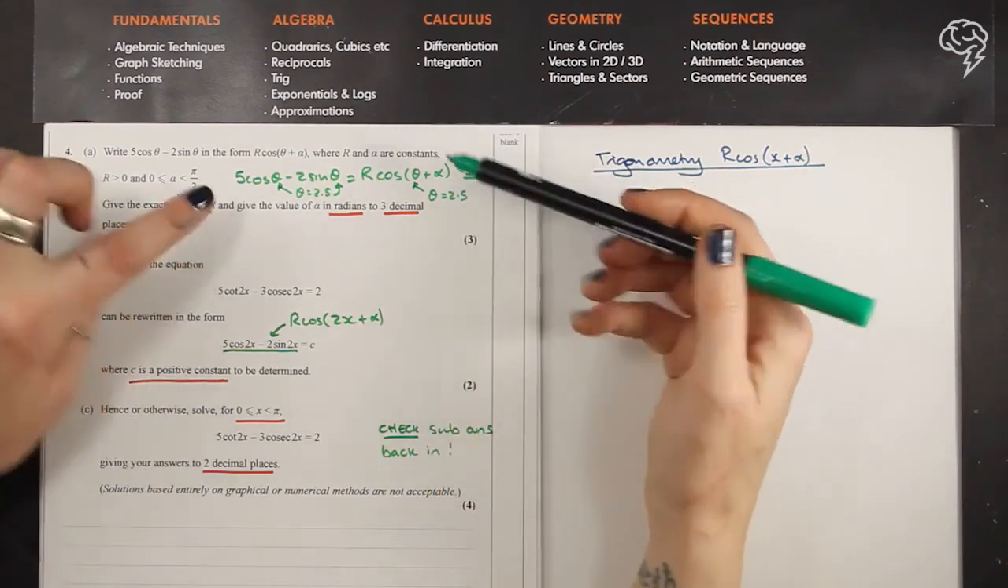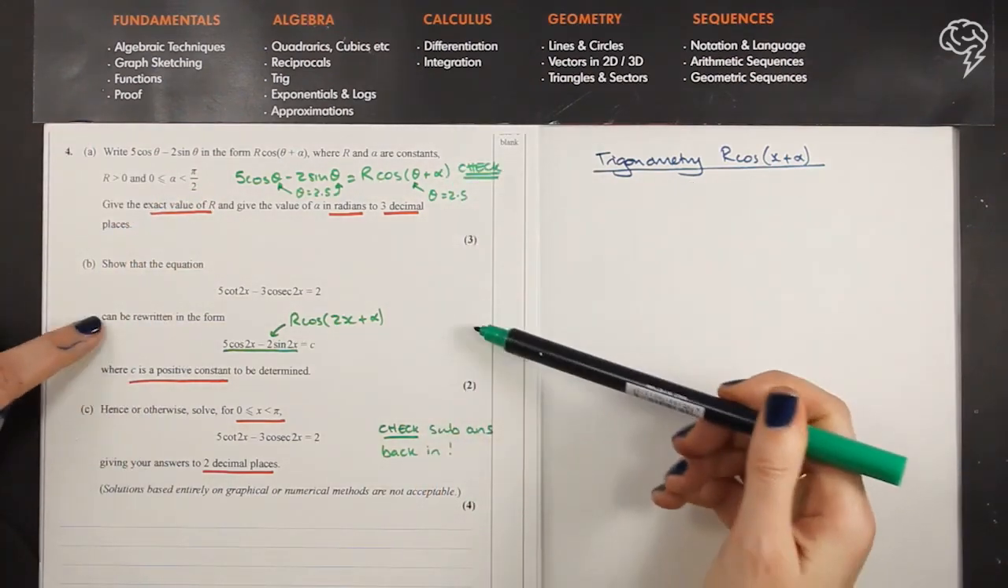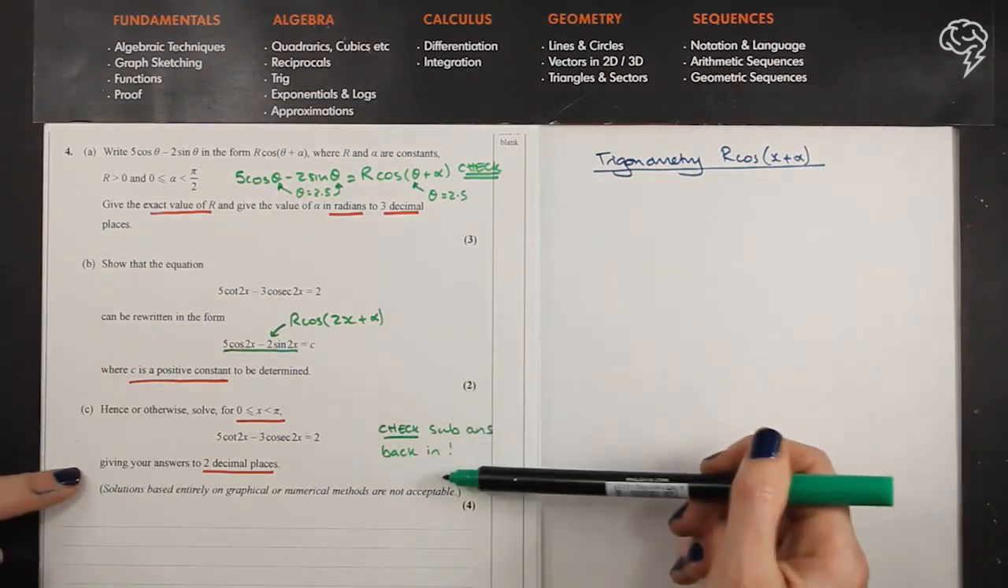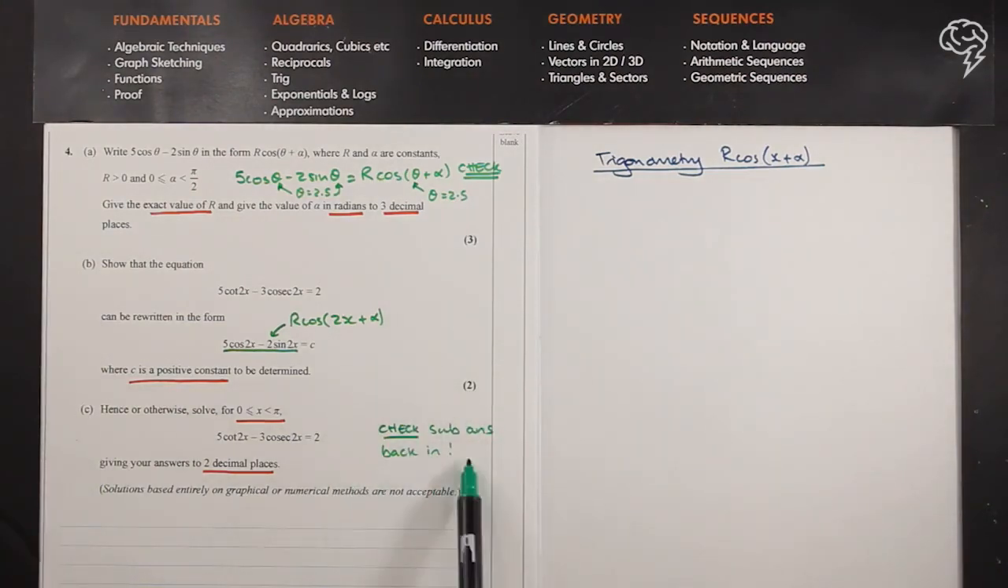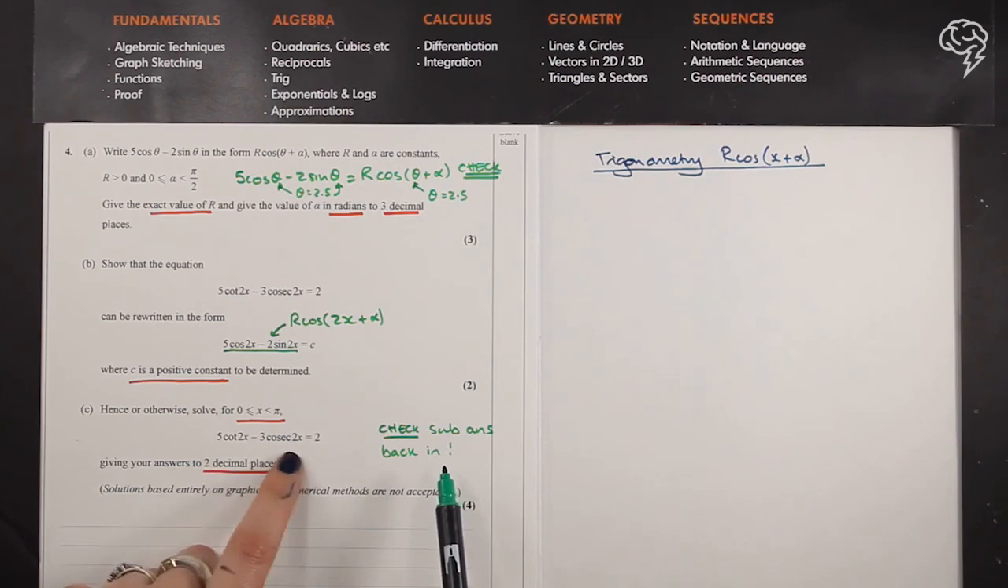So by checking the accuracy of our part A, we're making it much more likely that we're going to get accuracy down here, and then we can check the accuracy here as well by just putting our answers back in and just seeing if they work.